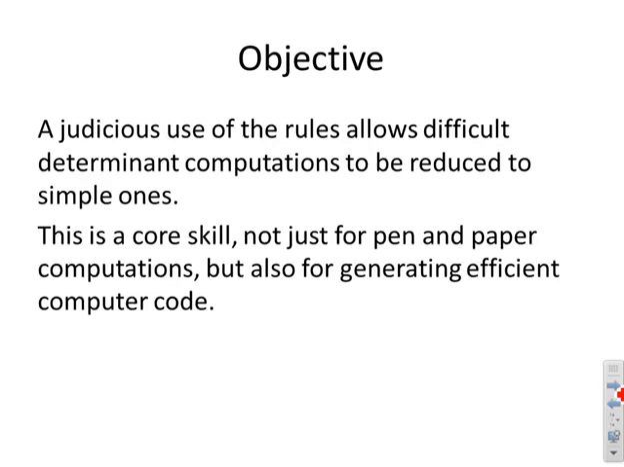Now what we want to do next is basically look at judicious use of these rules or properties in order to make difficult determinant computations become simple ones. And this is a core skill. And not only if you're doing things on pen and paper, if you're writing computer code to do determinant computations, you still want to be efficient and you want to know how to exploit these properties to make the computation as simple as possible.